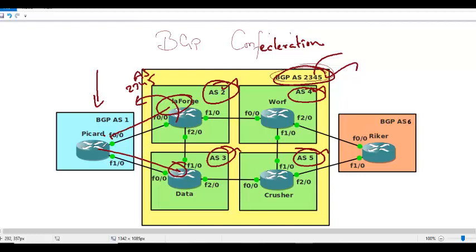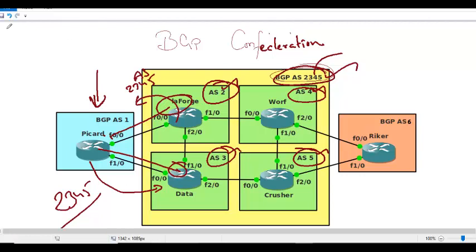So you need to say here that the remote router is autonomous system 2345, not 3.